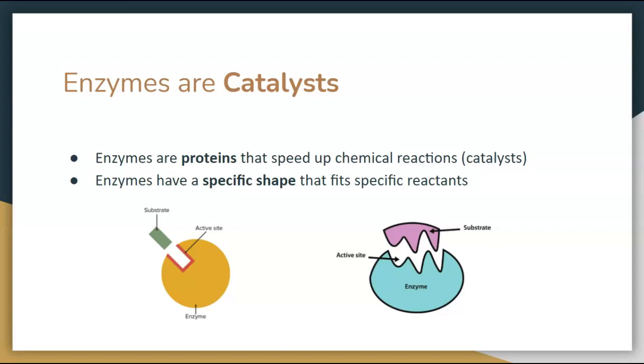Enzymes also have a very specific shape. So enzymes only fit with specific reactants, and we call those reactants substrates. Like this rectangular substrate is the reactant that's going to fit perfectly with this enzyme. Whereas this one, which is like a squiggly glob, is only going to fit with this enzyme. But this purple substrate will not be able to fit in this yellow enzyme because they do not share the same specific shape.